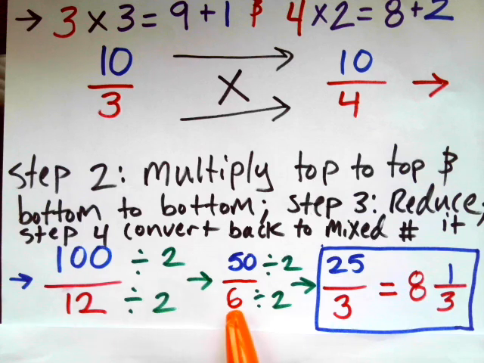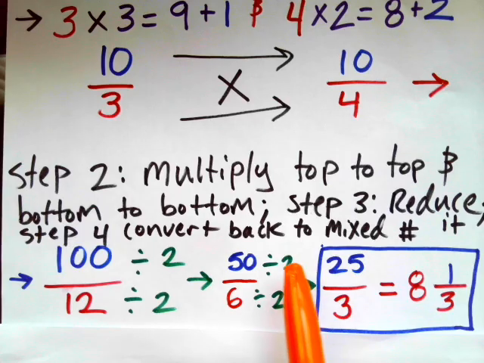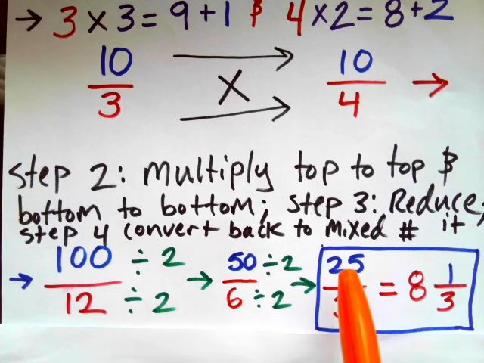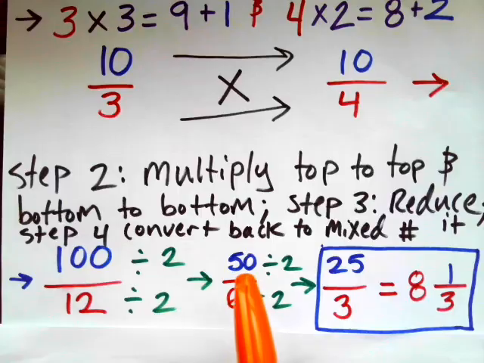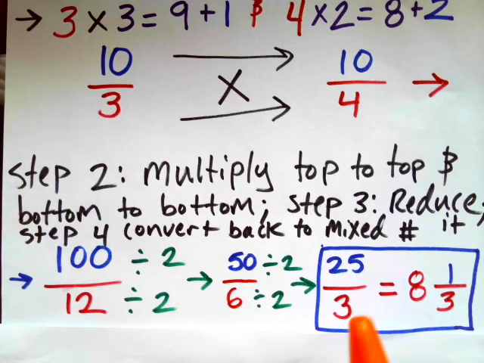Now I've got to try to reduce this even further. And I always start with the smallest number, 2. I know 50 divided by 2 is 25. Why? Because 25 times 2 is 50. I know 6 divided by 2 is 3. Why? Because 3 times 2 is 6. And so I have a reduced fraction here, 25 thirds.